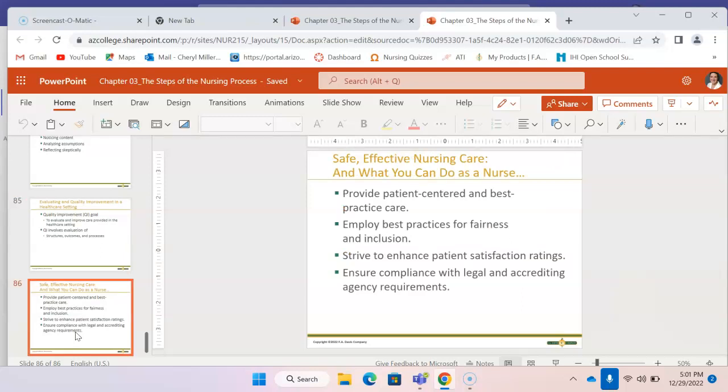Safe and effective nursing care, what you do as a nurse. Are you providing the most patient-centered best practice care? Are you employing best practices for fairness and inclusion? Did you forget that they don't eat meat? They're vegan? You forgot about that in your care plan? Do you strive to enhance patient satisfaction ratings? Do you ensure compliance with legal and accrediting regulatory agency requirements? Okay. This is what safe and effective care means.